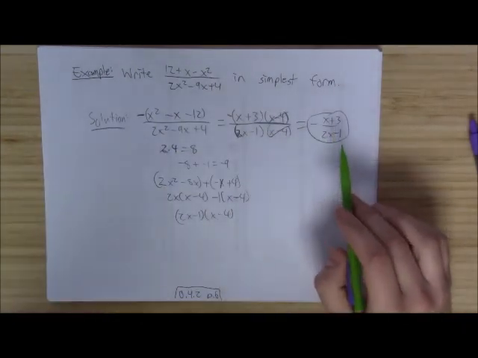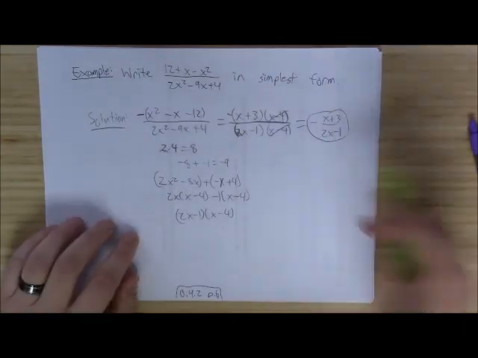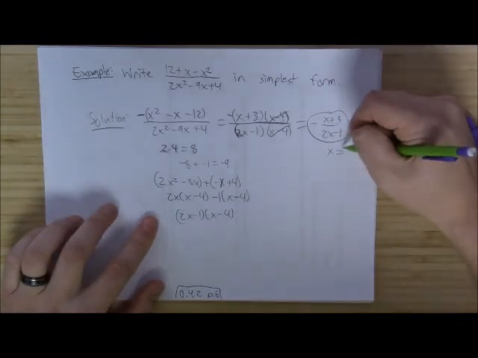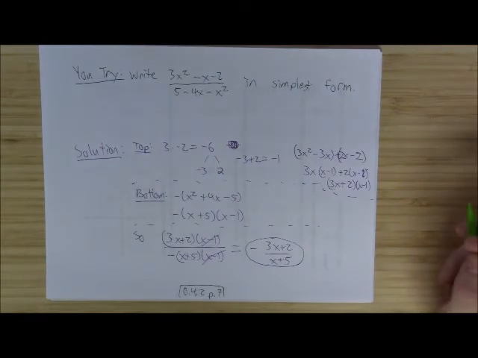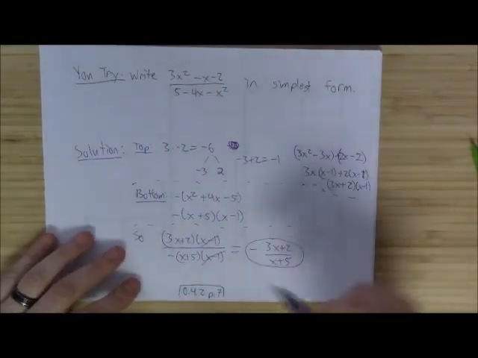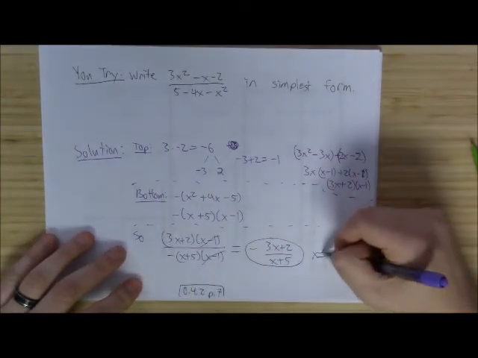Similarly, going back to here, when I canceled the x minus 4, I should have written that x does not equal 4. And here, I should have that x does not equal 1.